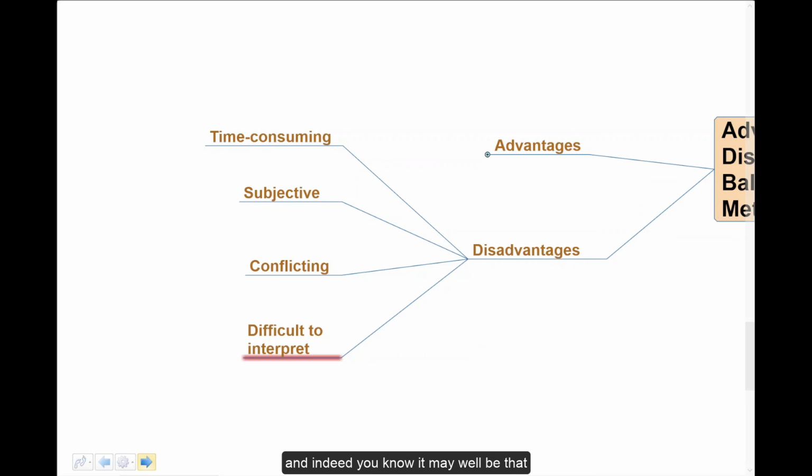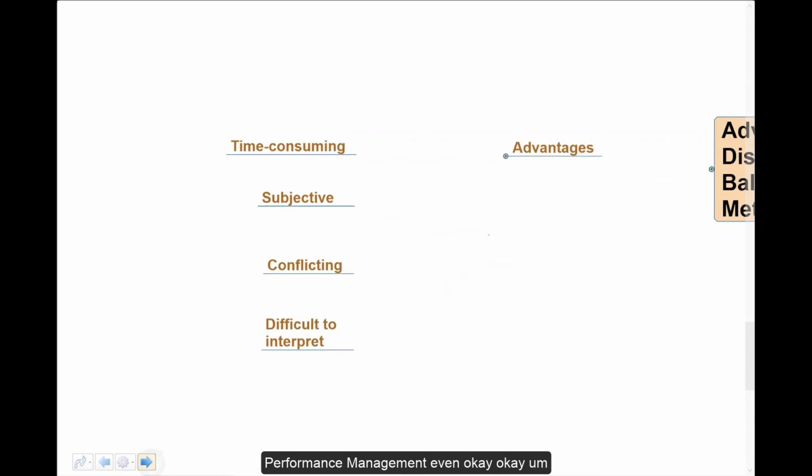And indeed, it may well be that we choose quite a few different metrics under each of the 4 banners or each of the 4 perspectives. That's a lot of information, and it could be confusing. And this could create difficulties in an overall performance measurement sense, or performance management even.